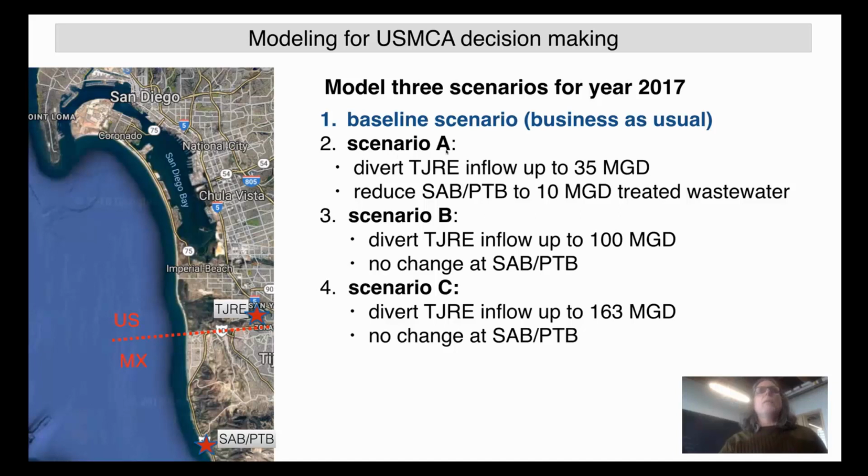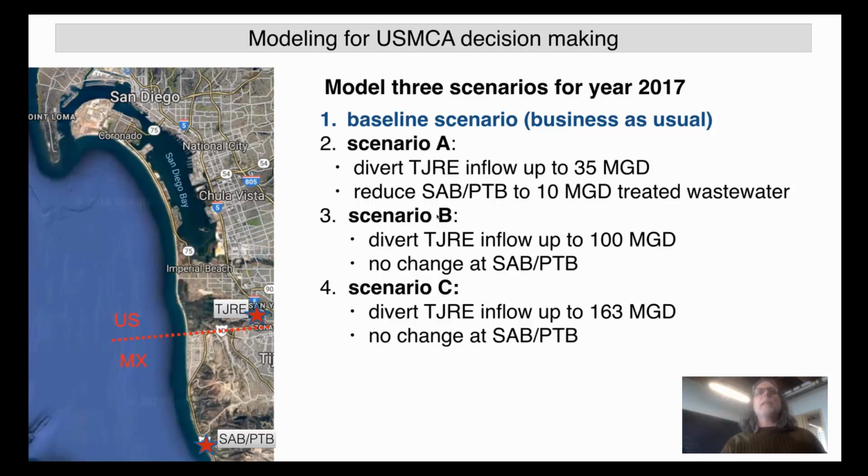Scenario A includes diverting the TJRE inflow up to 35 million gallons per day. That means if the flow into the estuary is less than 35 million gallons a day, it gets diverted to some magical treatment plant and goes out of the system. But if it's above 35 million gallons a day, it flows into the estuary. Secondarily, we reduce the flow at Punta Bandera to 10 million gallons a day of treated wastewater. Treated wastewater has 5% of the norovirus load of untreated wastewater.